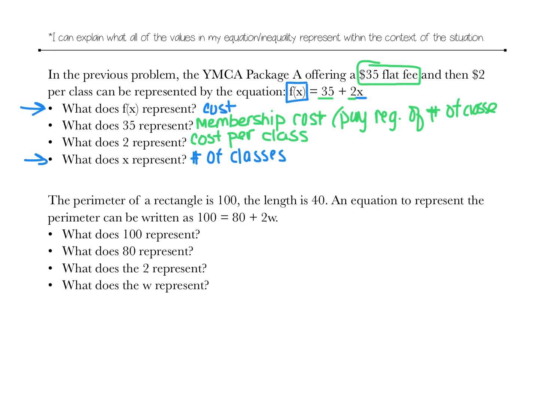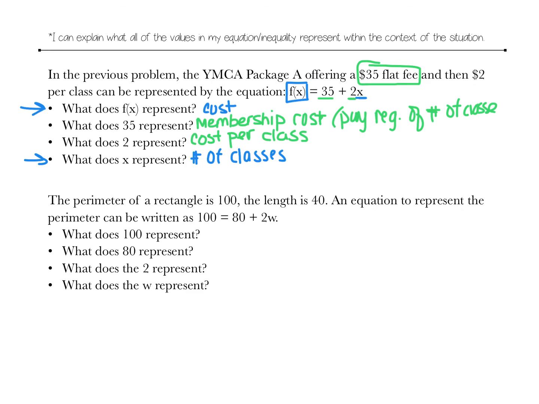So input is what is changing. Output is what is the result of that change. What is my flat fee and what does that mean? It is not dependent on how many classes. And then 2 is my rate, that cost per class.